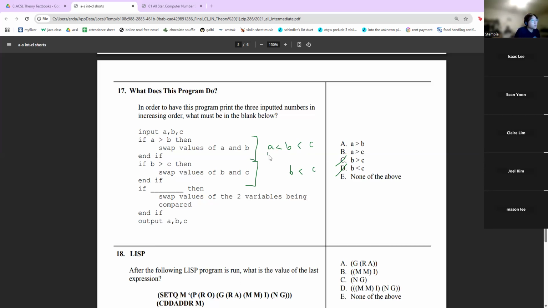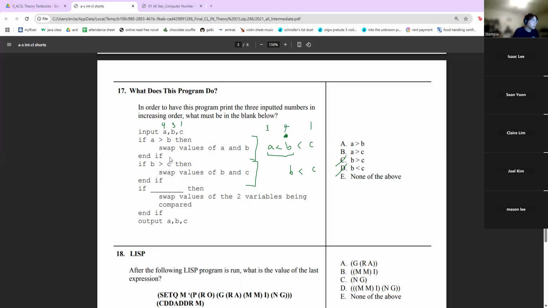When we swap the first two values, we guarantee that A is less than this second value, but we have no guarantee that A is smaller than this value, if C happens to be the smallest number. Let's say we have originals of 4, 3, 1. A is greater than B. We swap them. This now becomes 3, 4, and 1.